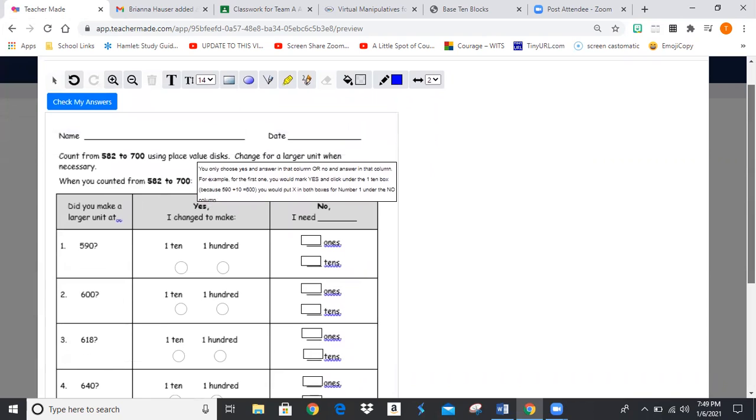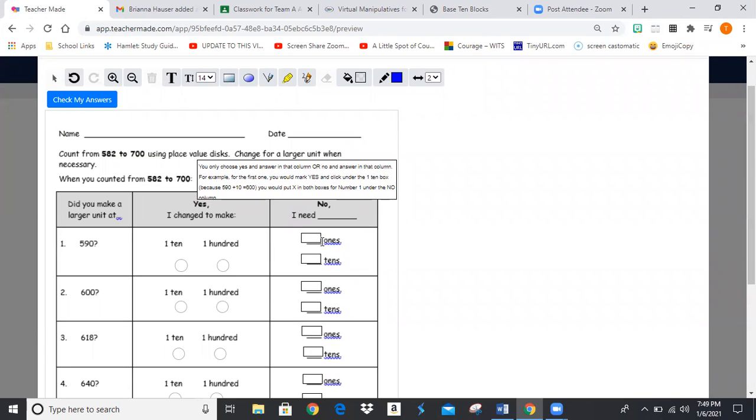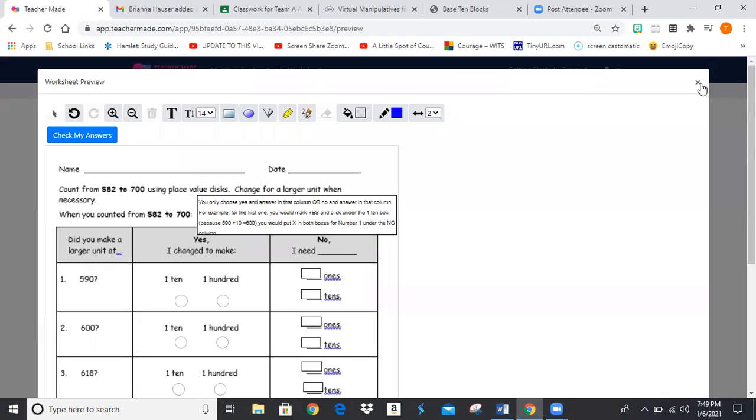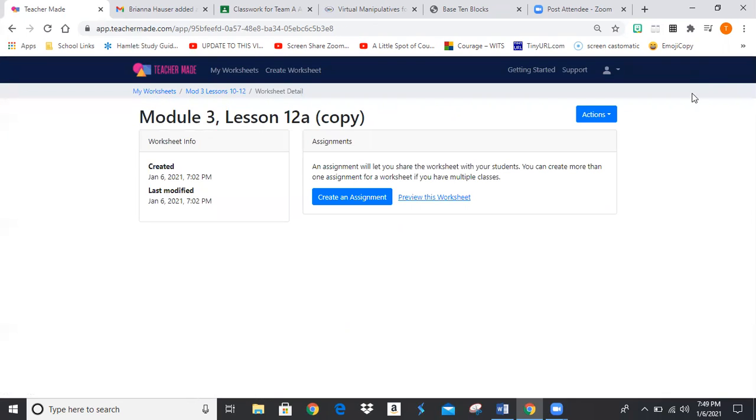I want you to make sure that if you answer yes, you need to put X's in both boxes, okay? Because that means you don't need anything to add. All right, so if you have any questions, just reach out on Dojo, but that should help you a lot.